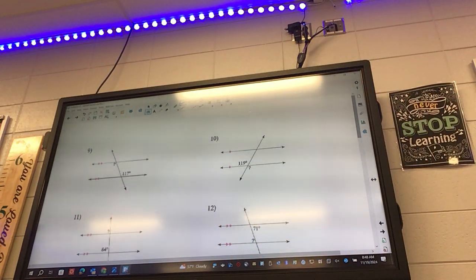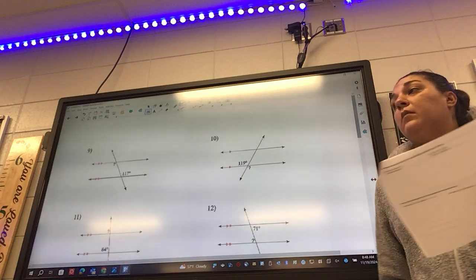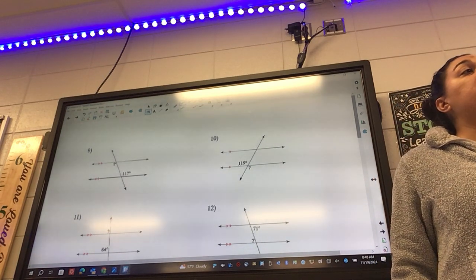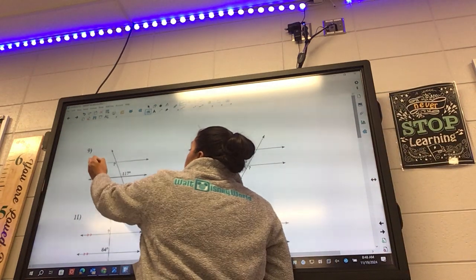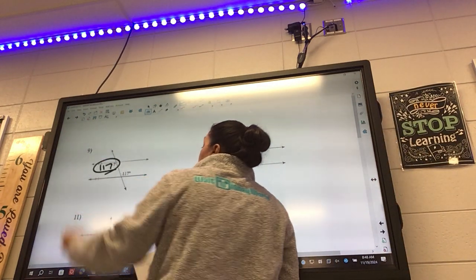Okay, number 9. What kind of angles are those? Alternate interior. So those equal or minus 180? Equal. They're equal. So if the one is 117, the other is 117.